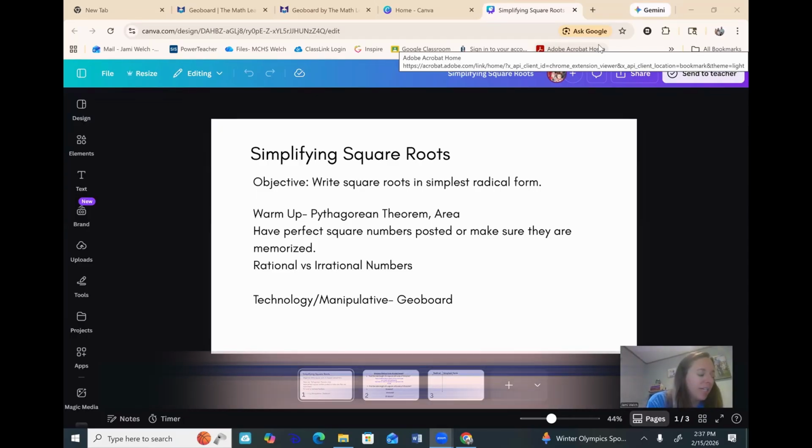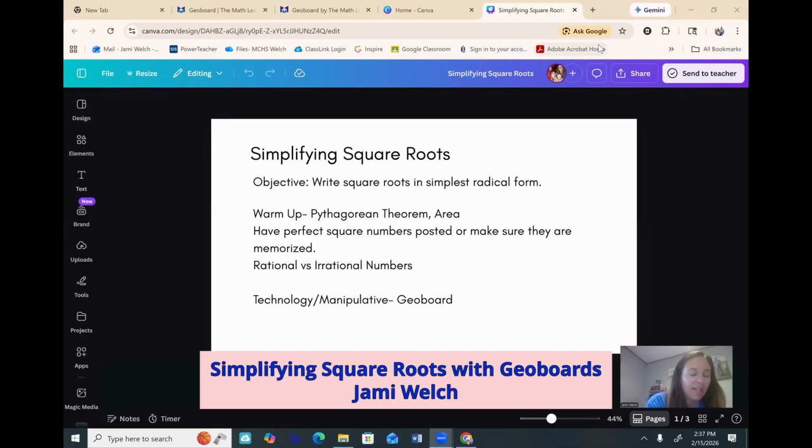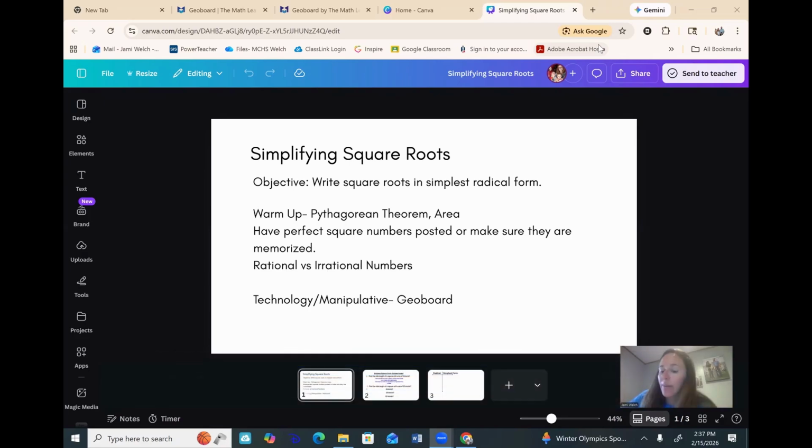Today I'm going to show you guys how to use a manipulative to teach simplifying square roots. This is a lesson that I would use in an Algebra 1 classroom. It actually goes really, really well with one of the tasks from Inspire. So I'm going to try to link that to this video or to the assignment so that you can see kind of how I would use this in the classroom.